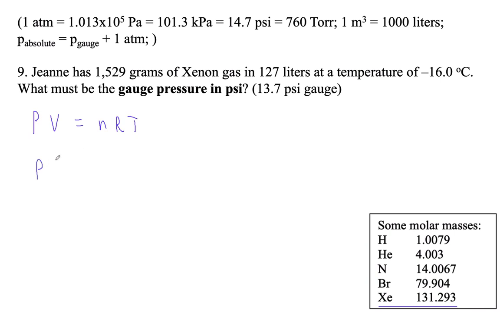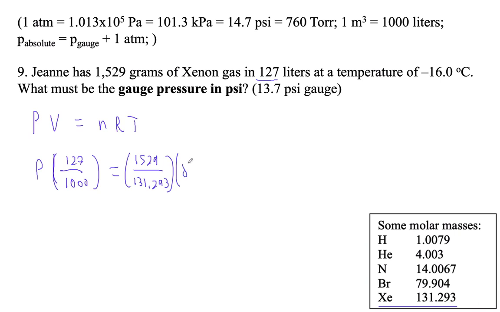Okay, so the pressure we don't know. The volume is 127 liters, right? So 127 over 1,000, because there's 1,000 liters in a cubic meter. And then the number of moles is 1529 grams of xenon. Since it's noble, it isn't diatomic. So that's 0.293, okay, that's n.